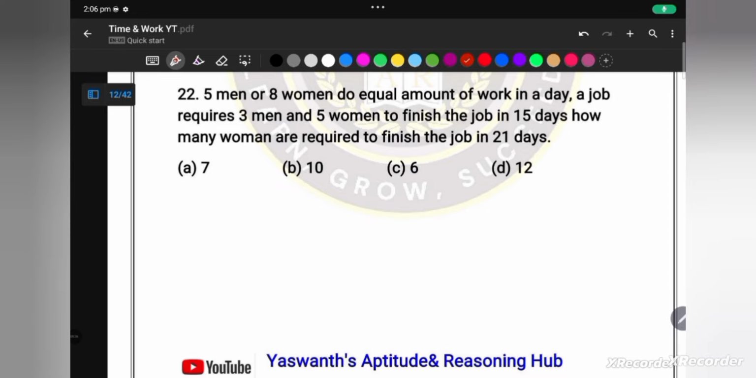The first statement: 5 men or 8 women can do an equal amount of work in a day. That means the 5 men's efficiency will be equal to the 8 women's. This is the given information.